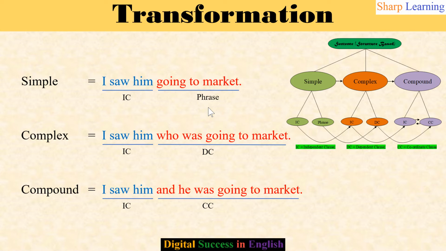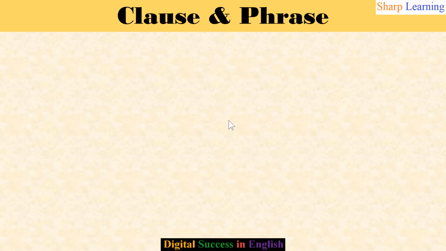nothing else. So it is very important for us to identify different types of clauses, that means indefinite clause, that means IC, definite clause, that means DC, and coordinate clause, that means CC. And we have to understand phrase. So what is clause, what is phrase, we have to understand it in detail.